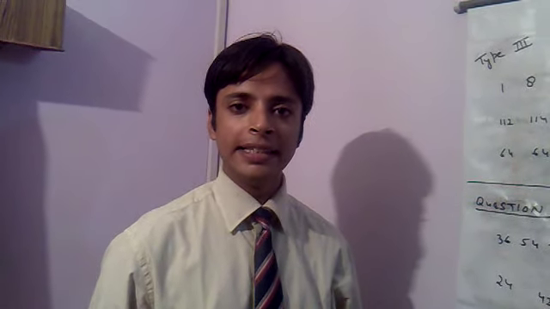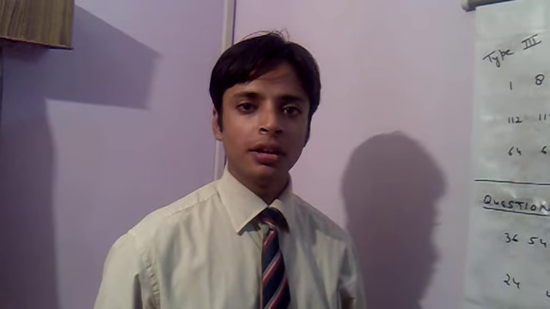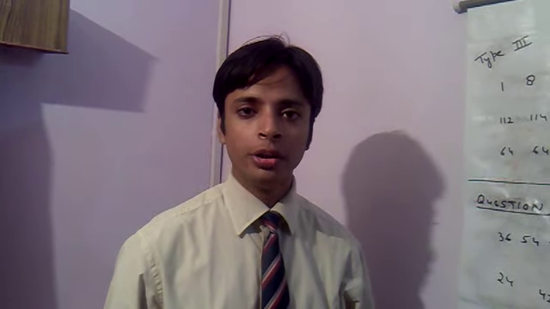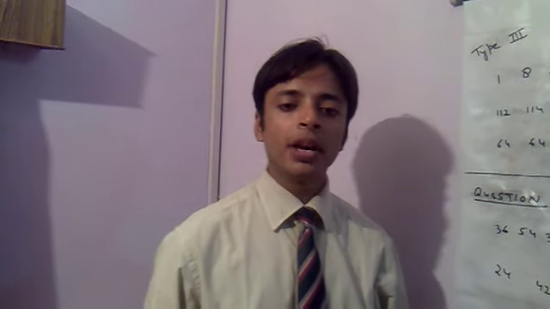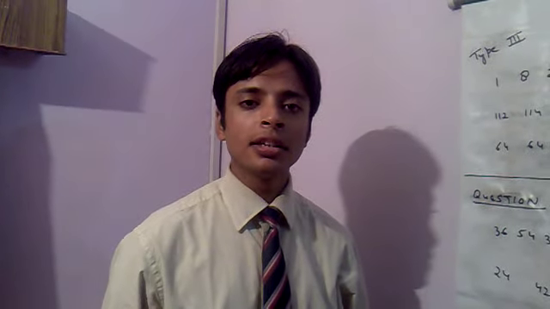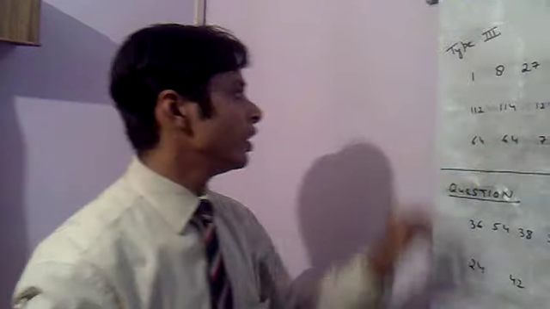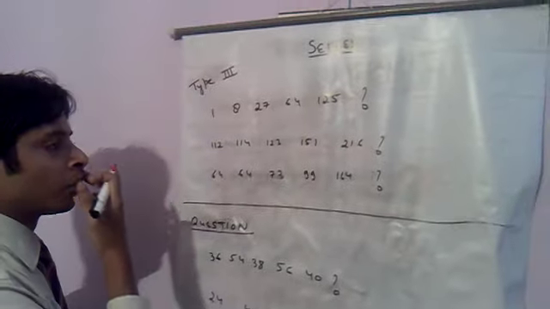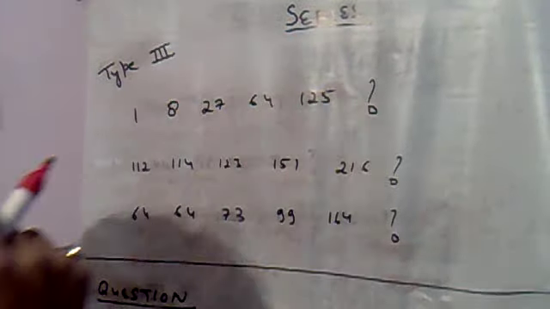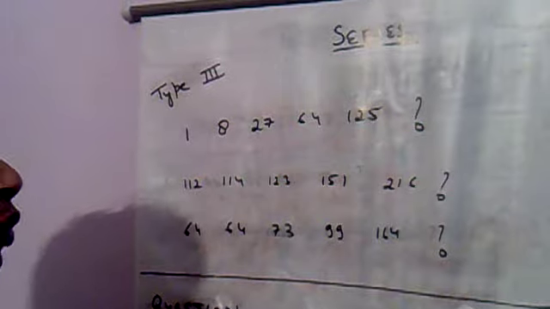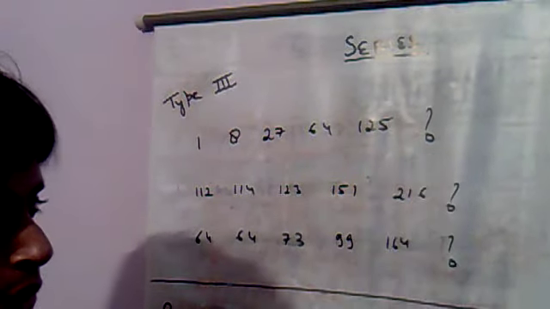We were doing series, and in this session I'll discuss, as I told you, type 3 and a few questions. Let's see what is type 3 in this series. Here we have a question. The question says 1, 8, 27, 64, 125 and a question mark. So let's check out what would be at the place of the question mark.